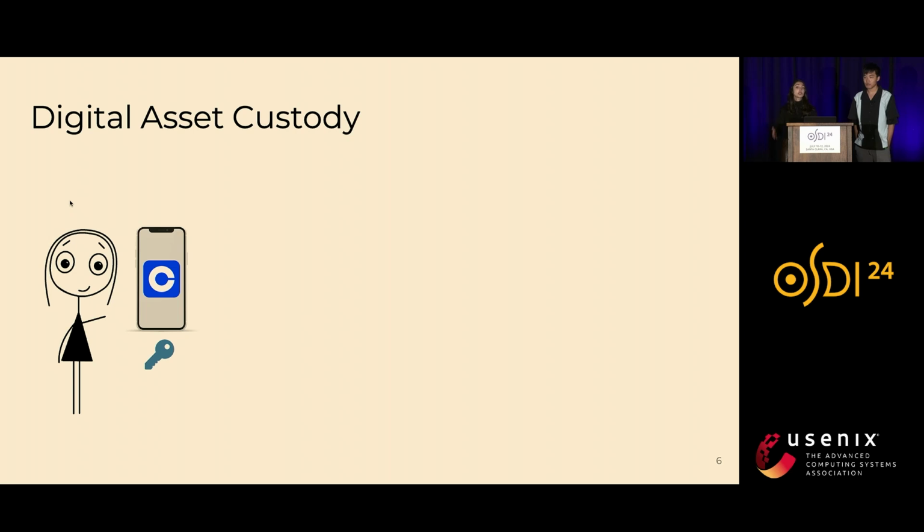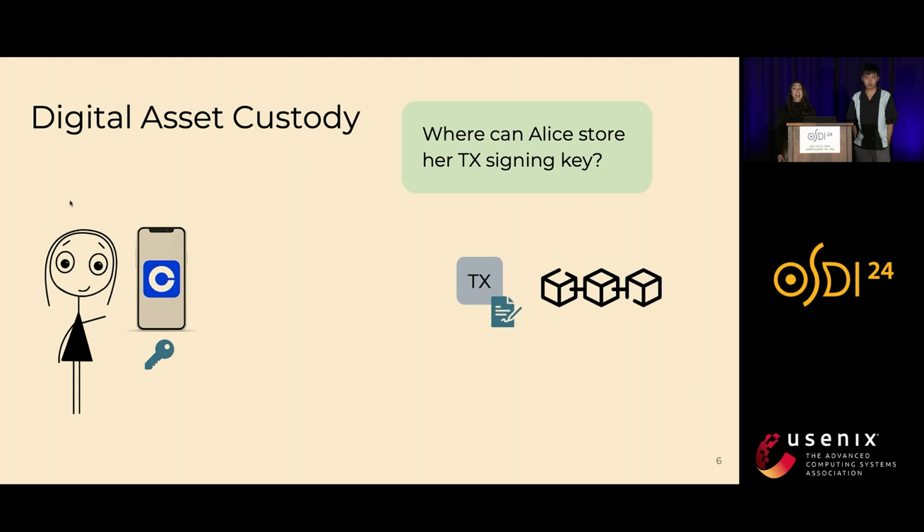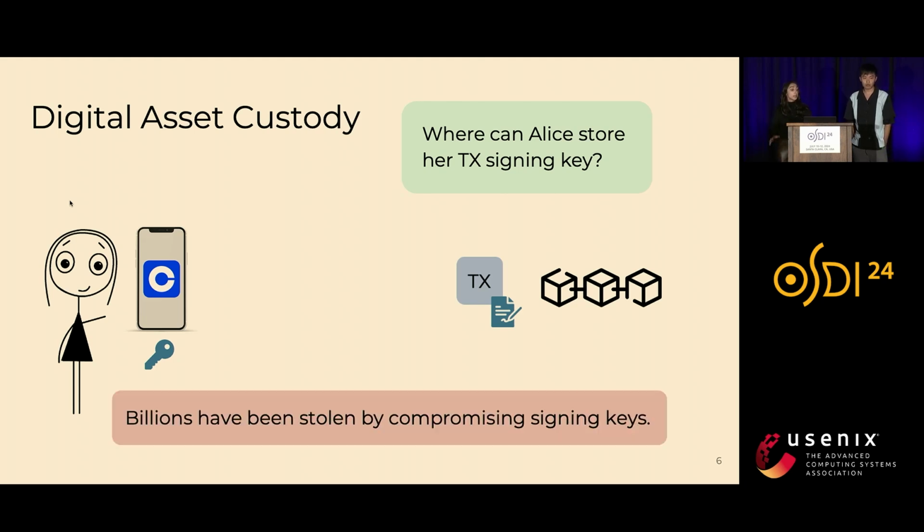A key example of the benefit of distributed trust is in the application of digital asset custody, in which a user Alice has a wallet application such as Coinbase, as well as a signing key that she uses to authorize transactions and post them to a blockchain. Because these signing keys authorize financial transactions, it begs the question, where can Alice store her transaction signing key? Unfortunately, to date, billions of dollars have already been stolen by compromising these very keys.